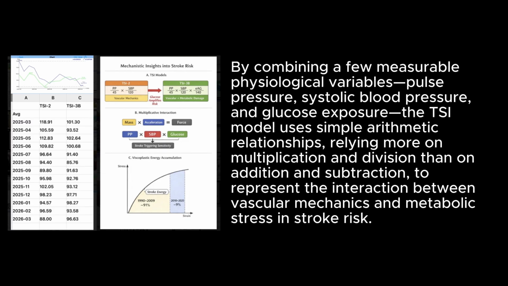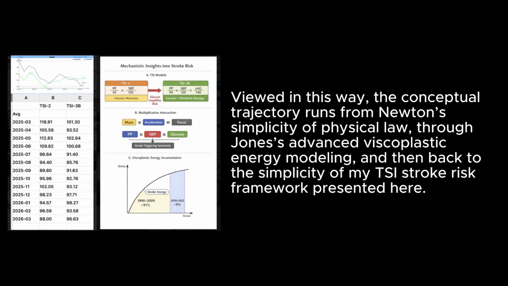By combining a few measurable physiological variables, pulse pressure, systolic blood pressure, and glucose exposure, the TSI model uses simple arithmetic relationships, relying more on multiplication and division than on addition and subtraction, to represent the interaction between vascular mechanics, metabolic stress, and stroke risk. Viewed in this way, the conceptual trajectory runs from Newton's simplicity of physical law through Jones's advanced viscoplastic energy modeling, and then back to the simplicity of my TSI stroke risk framework presented here.